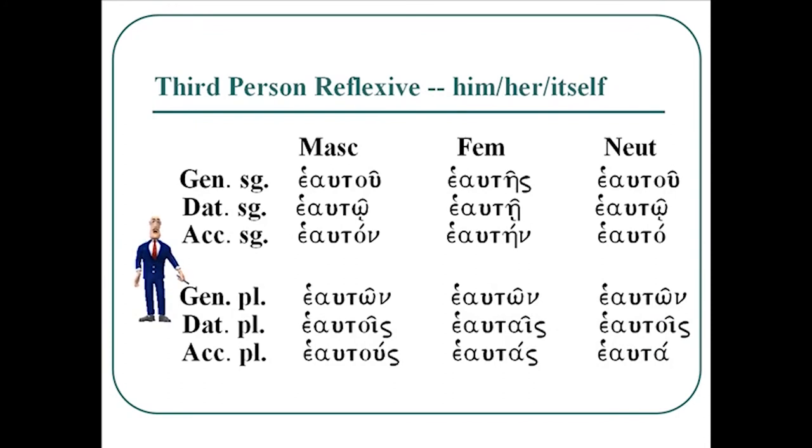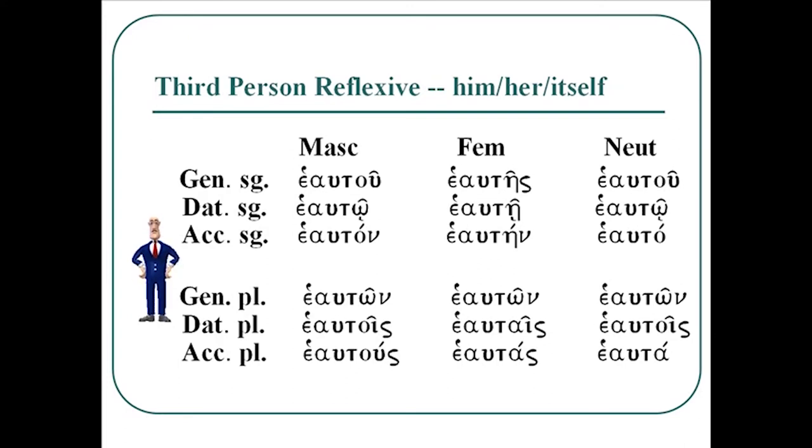And the good part is that the plurals are exactly the same as what we've seen in the first person reflexive and the second person reflexive. We just have the bare heauton with the rough breathing, and actually all these third person reflexives take the rough breathing. So it's heauton, heautois, heautus. Again, the context will have to separate these plural forms, as the first person, second person, third person are all exactly the same morphological forms.